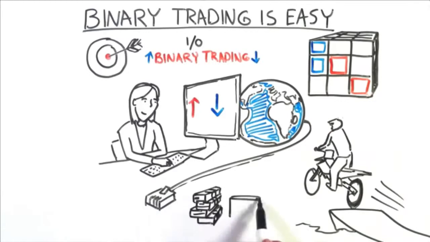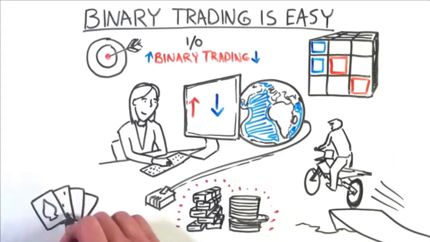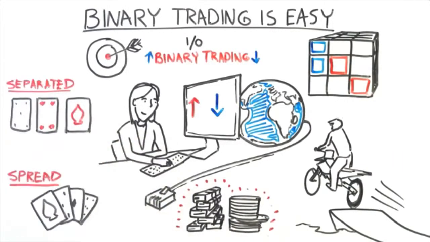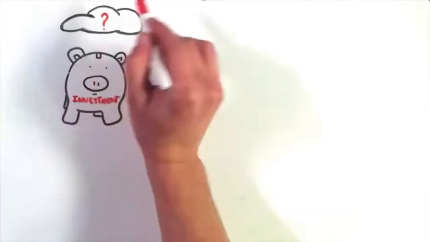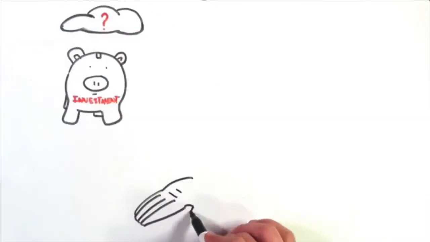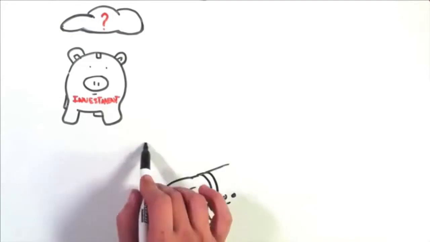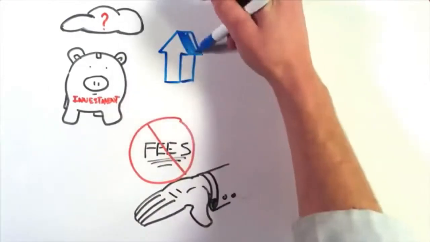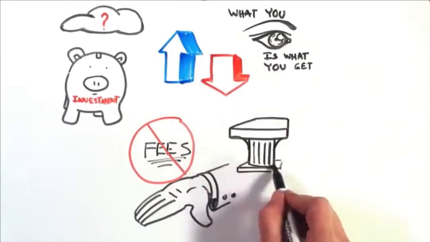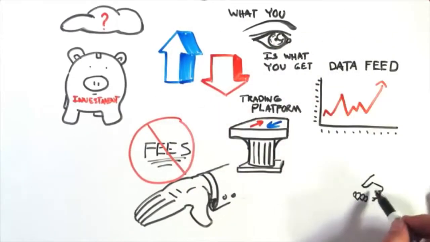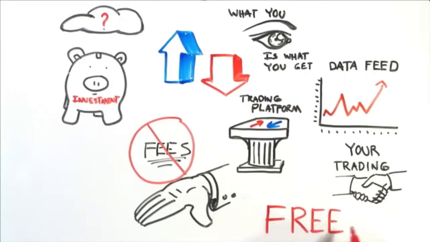Classical trading presents complex fees and costs, either paid through spread or separated commissions. This makes it difficult to know how much you are risking on top of your initial investment. In contrast, binary options trading doesn't demand commission or any other fees. In terms of profit and loss, what you see is what you get. The trading platform is free, the data feed is free, and your trading is free from commission and any other fees.